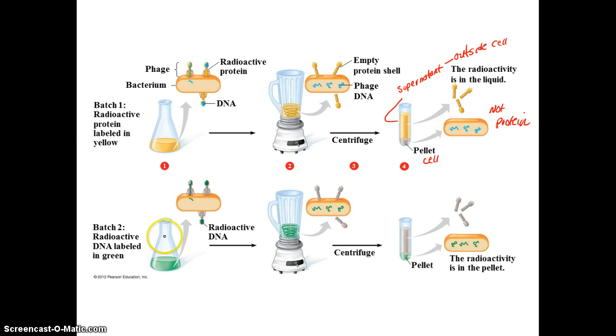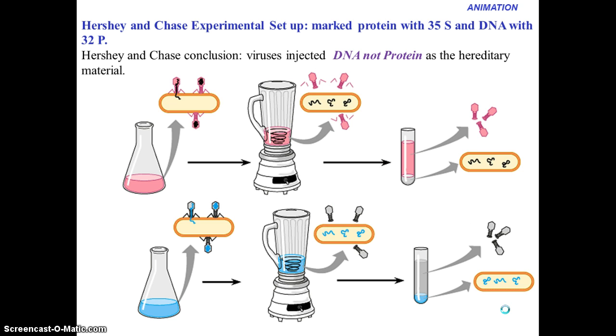Now they did the same thing, and this time they tagged the DNA, and when they allowed the virus to infect the bacteria, and they shook off the viruses off the cell, centrifuged it, and checked for radioactivity, they saw that the pellet was hot or radioactive, then they concluded that DNA is the hereditary material. Okay.